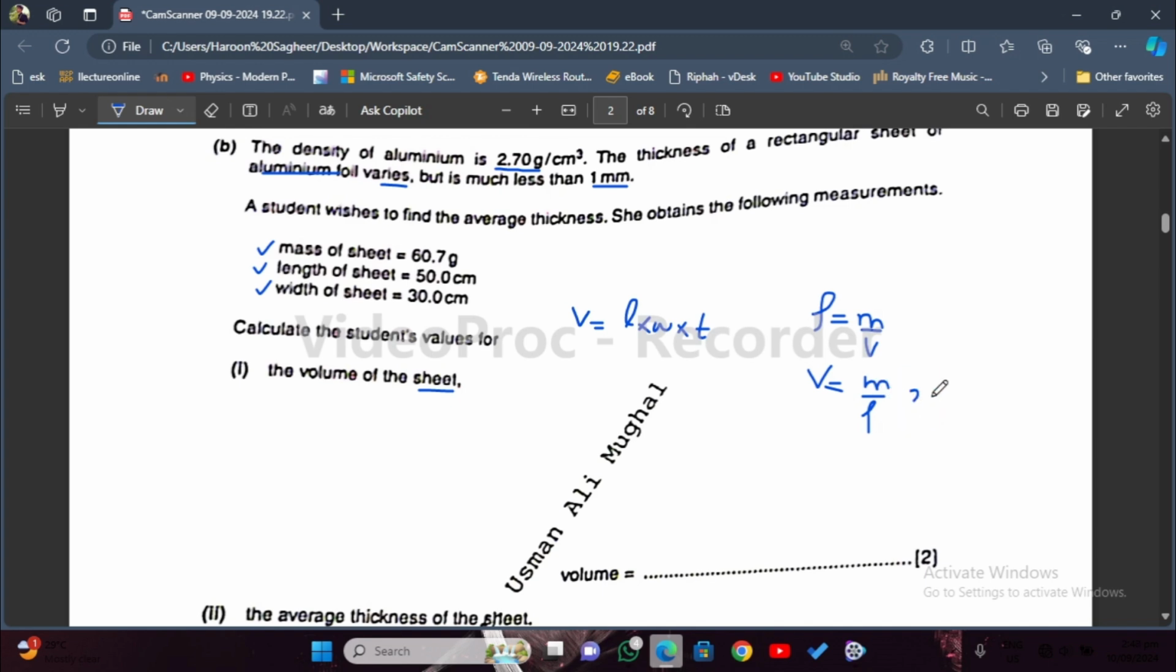Let's plug in the values. Mass is 60.7 grams, divided by density, which is 2.70. Let's find out the volume. You can calculate it with the help of your calculator, whereas I'm going to just use my own. It is 60.7 divided by 2.70, which is 22.48. Since the density is given in centimeter cube, the unit for this volume will be centimeter cube as well.